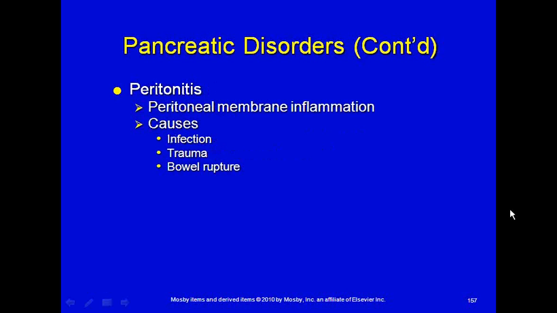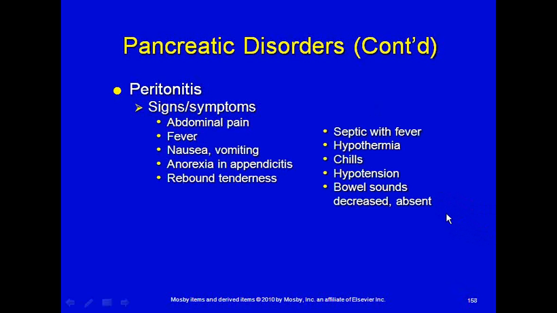Peritoneal membrane inflammation. When the peritoneum, the lining of the abdominal cavity, becomes inflamed, that can be the result of infections, trauma, or bowel rupture. So when the hollow organs rupture, they're going to spill their contents into the abdominal cavity, causing an inflammation of the peritoneum, which is called peritonitis, which we also call acute abdomen. Trauma may cause both the rupture of hollow organs, which will spill their contents, and solid organs, which will bleed, and both of those things will irritate the peritoneum.